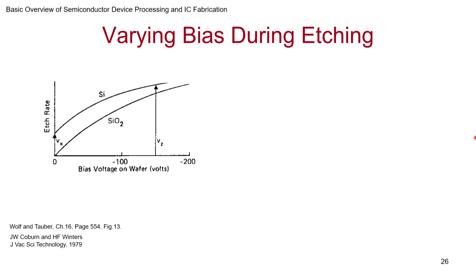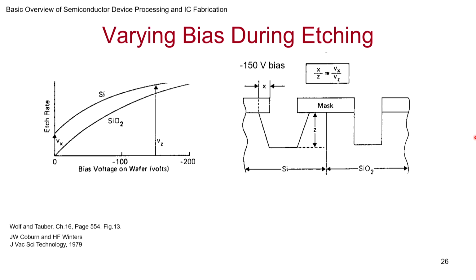Now this can be seen in the type of shape that you will get. Here on the left side you are seeing the etching that is taking place for silicon. Remember that the bias that is applied is in the vertical direction, right? In the horizontal direction there is no bias. So the etch that will take place in the horizontal direction corresponds to 0 bias.